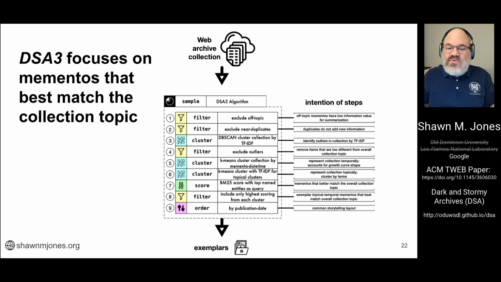DSA3 is another algorithm that we can develop that focuses on mementos that best match the collection topic. In this case, we take advantage of the DBSCAN algorithm's ability to identify outliers, and then we exclude them in step 4, and then we do our k-means clustering on memento datetime. We k-means cluster with TF-IDF for topical clusters, and then we use BM25 with the top named entities for the collection as a query, and then we include only the highest scoring from each cluster and order by publication date. You'll see some repetition in here, but the meat of each of these algorithms is slightly different.